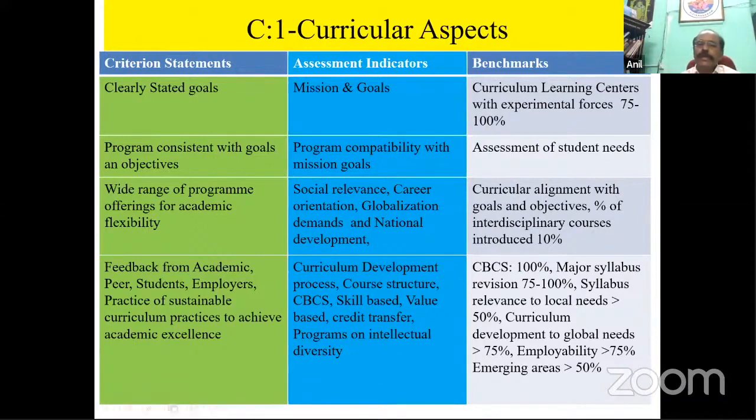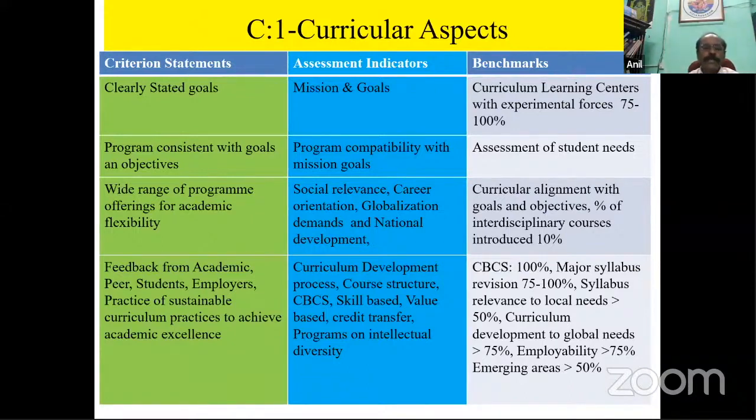The benchmark is curriculum learning with external forces, that is, 75 to 100% must be external forces. The program must be consistent with goals and objectives. They look for whether your program is consistent with the objectives, goals, and vision. Yes, program compatibility with the mission goals must be there, and assessment of students' needs must be there. When you are designing your curriculum, you have to take consent, and you have to take what the students or the main stakeholders actually require. You have to assess, and you have to involve them in your review and other meetings, because being an autonomous college, you are supposed to involve all the students in your board of studies meetings.